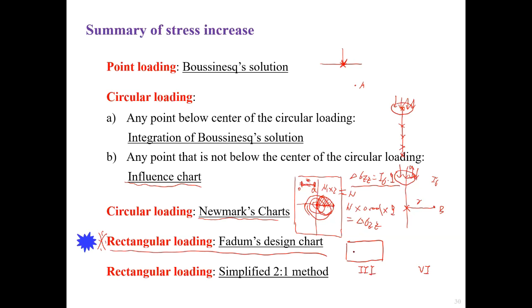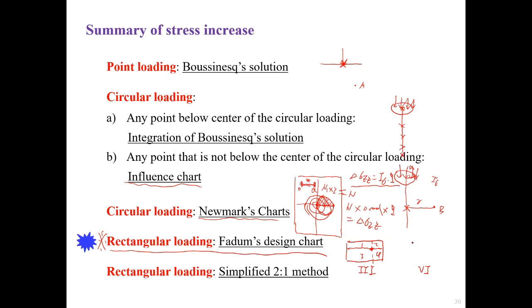So 3 is any point that's not at the geometric center of this rectangle. If the point is here, somewhere below the rectangular loading, then you just draw a vertical line and a horizontal line and break it into 4 small rectangles. In this way, you see this point is shared by all 4 rectangles, 1, 2, 3, 4. So that's the corner of all the rectangles that you created. Then you just work out the stress increase separately and sum them together. So that's for case 3.